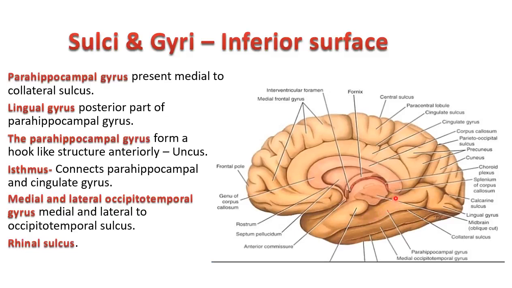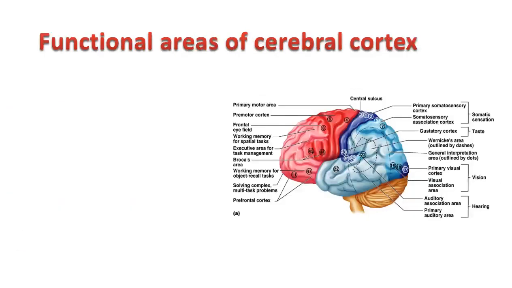and then it forms the isthmus area, which is continuous with the cingulate gyrus, the parahippocampal gyrus continuing with the cingulate gyrus. Posteriorly, you are able to see the lingual gyrus. Posteriorly the parahippocampal gyrus continues as the lingual gyrus. So that is about the gyri and sulci of the cerebral hemispheres.